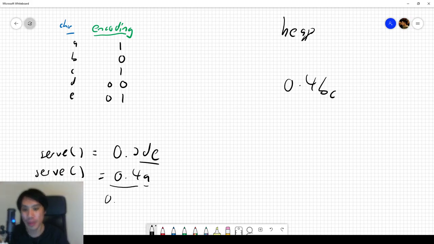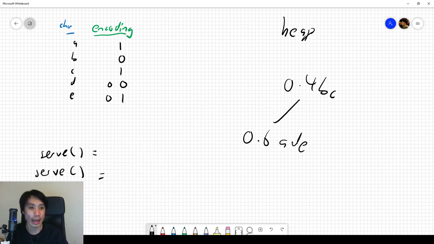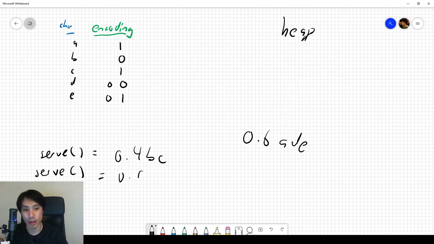Then sum it up, it becomes 0.6 ADE. So put 0.6 ADE. Then I perform a rise, it doesn't change. Then I'm now going to serve. The first serve will be 0.4 BC. The second serve is 0.6 ADE. And now my heap is empty.